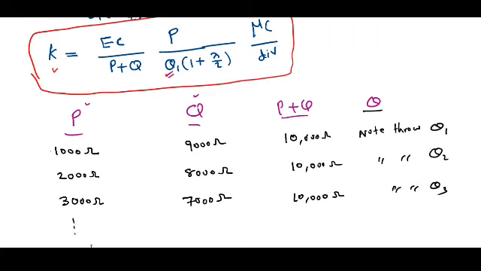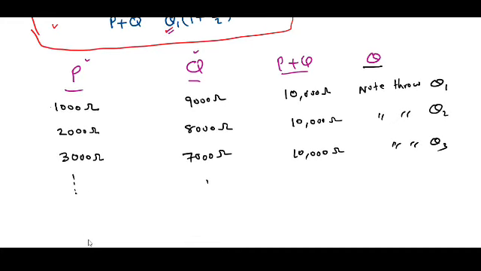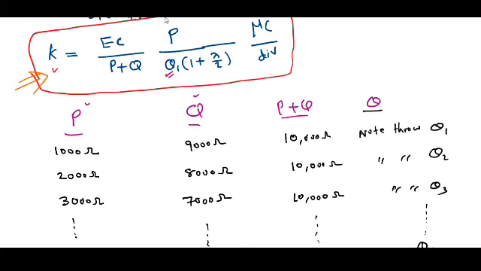In this way, for different values of P and Q, you will get different deflections, different throws. Finally, I need to get theta 11. In the expression, E is the applied voltage that we know, C is the known value of the capacitor, and P and Q are the resistances that we already know. The unknown factors are theta 1 and lambda.